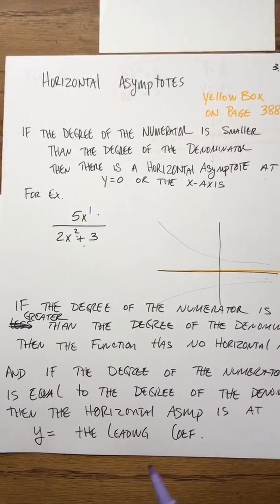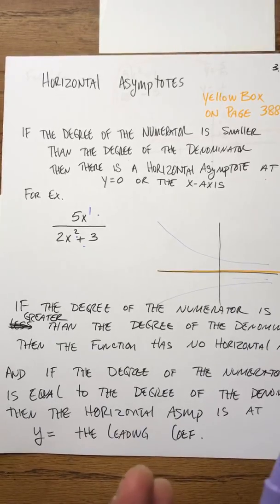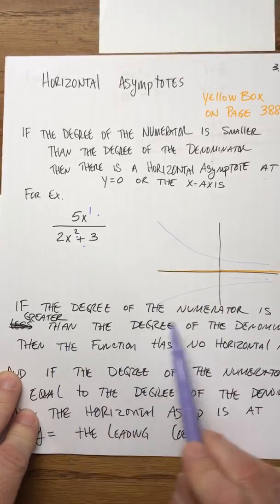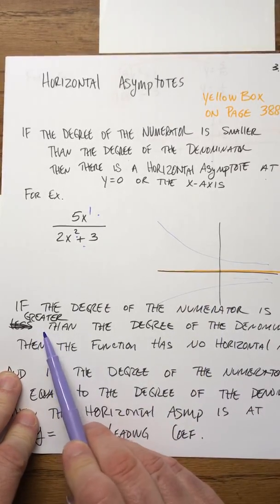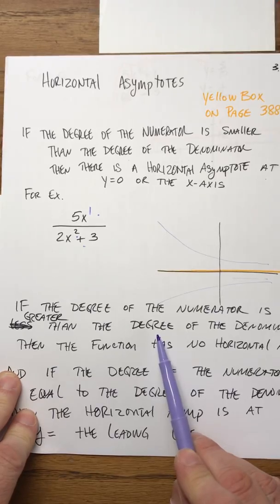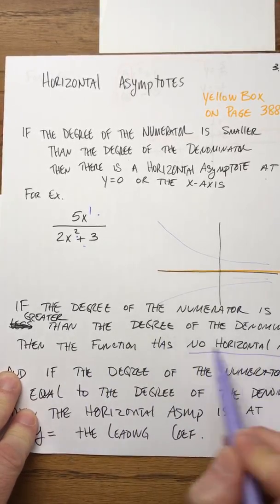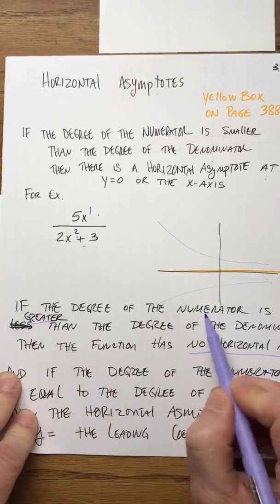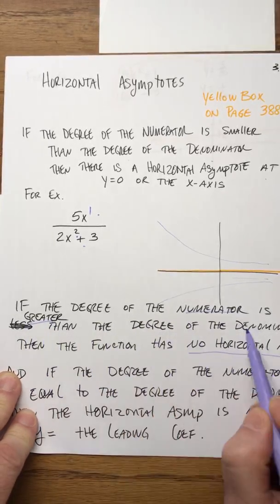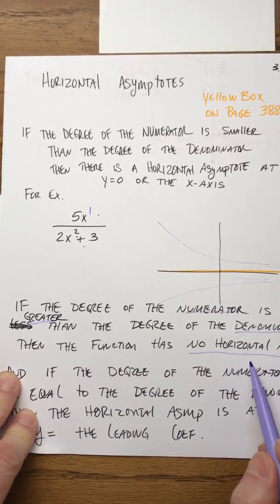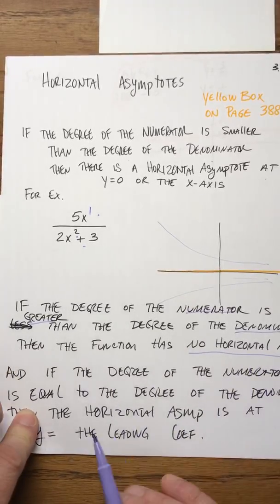There are graphs where part of the graph does go through the horizontal asymptote, but other parts of the graph hug the horizontal asymptote. If the degree of the numerator is bigger than the degree of the denominator, then the function doesn't have a horizontal asymptote. So if the degree of the numerator is larger than the degree of the denominator, then you don't have to worry about the asymptote. It doesn't have one, horizontal anyway.